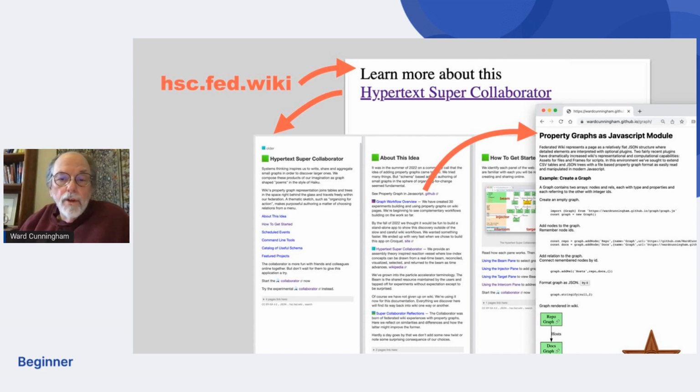You'll be dropped into the Hypertext Super Collaborator by just going to HSC, hypertextsupercollaborator.fed.wiki.org. And in its welcome banner, it says, would you like to see the documentation? And that takes you to a wiki where there are things like, you can say more about this idea, tell us where this idea came from. And that has a link to our implementation of property graphs in JavaScript.